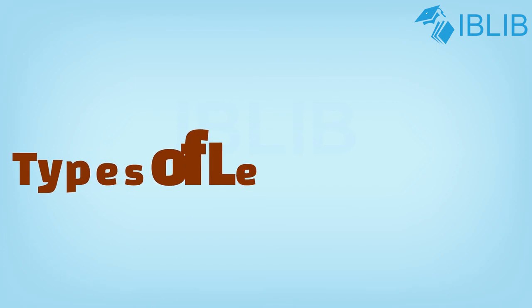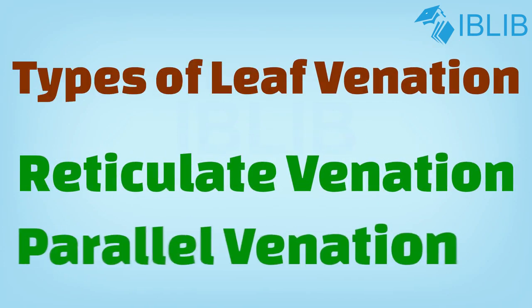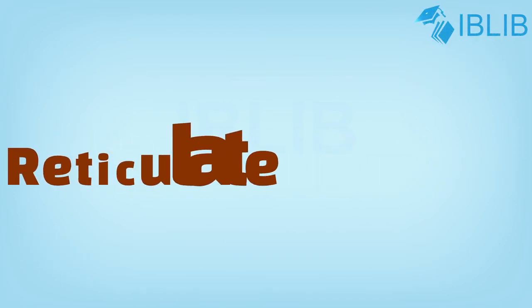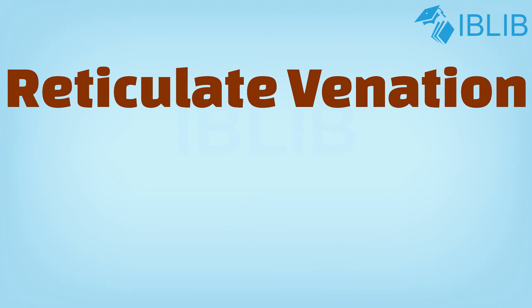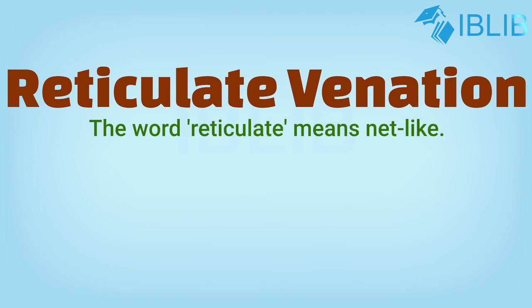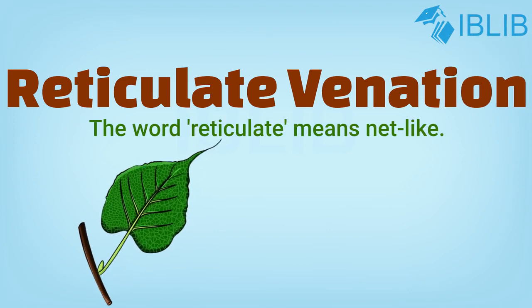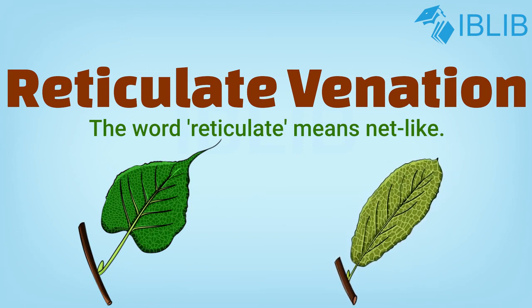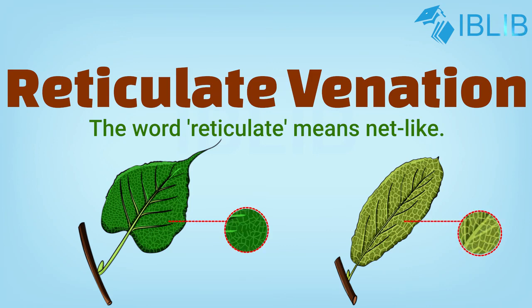Venation is of two types, reticulate venation and parallel venation. First we'll study about reticulate venation. In reticulate venation, the word reticulate means net-like. So in some leaves you'll see veins and veinlets are irregularly distributed over the entire lamina, forming a network, like a web. That is called reticulate venation. The leaves of peepal, guava and mango show reticulate venation. Mainly, reticulate venation is seen in dicotyledonous plants.